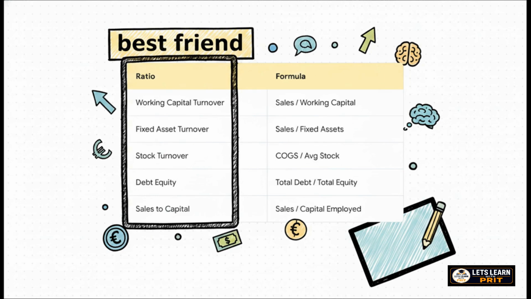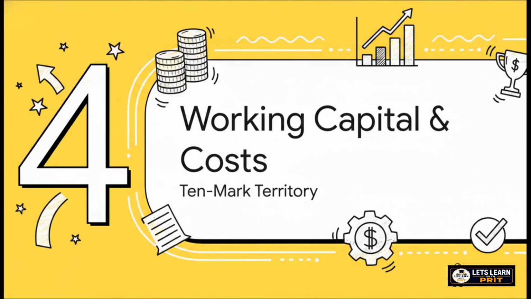Working capital turnover, that's just sales divided by working capital. Debt equity, it's exactly what it sounds like. Total debt divided by total equity. I highly recommend drawing a neat box just like this in your exam sheet and writing these down clearly before you even start calculating. If you know these, you've already won half the battle.